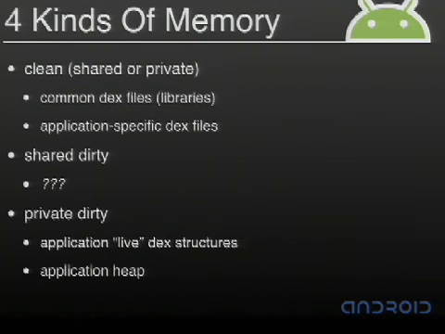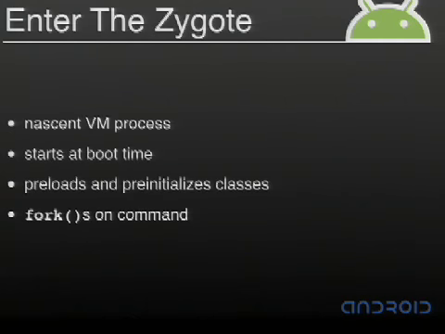For any given application, it's generally going to have some code that is private to it. It's going to have its own heap. So these are going to be private memory, private dirty memory. And the important question is, what can we do to have shared dirty memory? And our solution to that is this thing that we call the Zygote. What we do with the Zygote, as its name implies, it comes into existence fairly early on during the boot of an Android system. And its job is to load up those classes that we believe will be used across many applications.